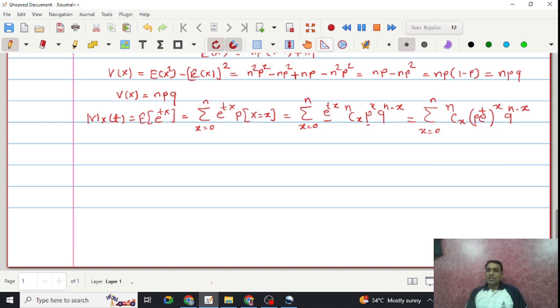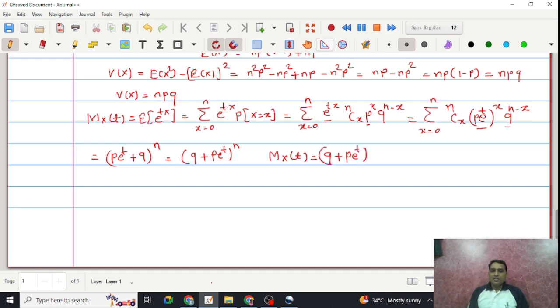So this is the binomial expansion of the two terms p e raised to t and q. So we write this as (p e raised to t plus q) raised to n. Finally we write in this format, (q plus p e raised to t) raised to n. This is the Mx(t), the moment generating function of the binomial distribution, that is (q plus p e raised to t) raised to n.